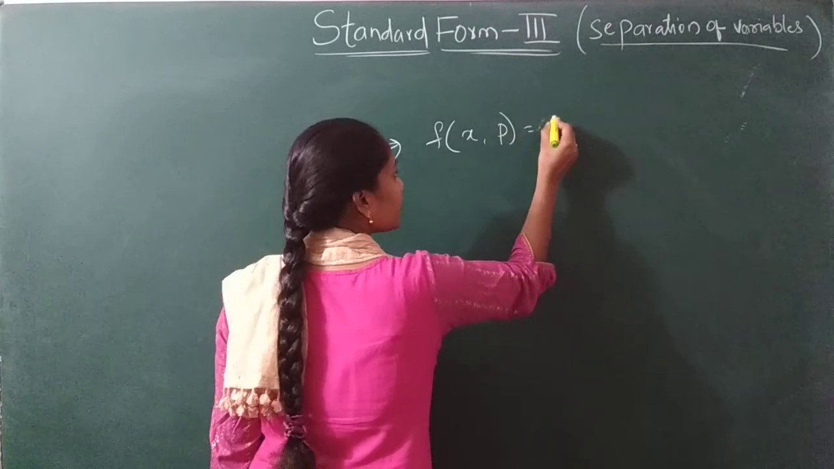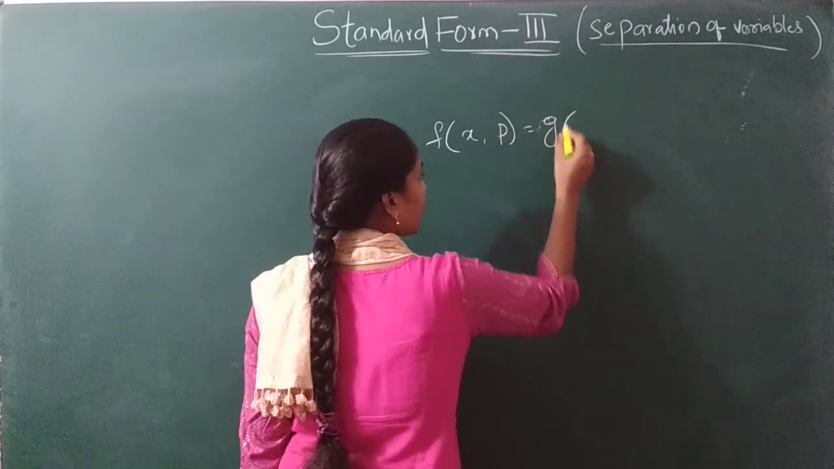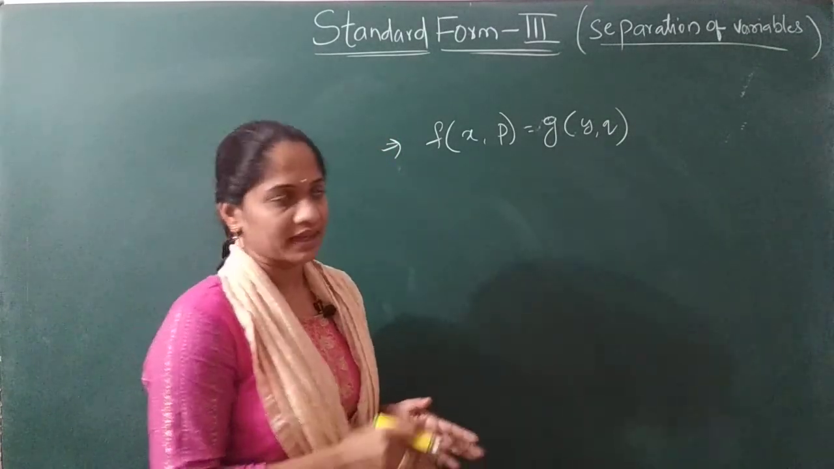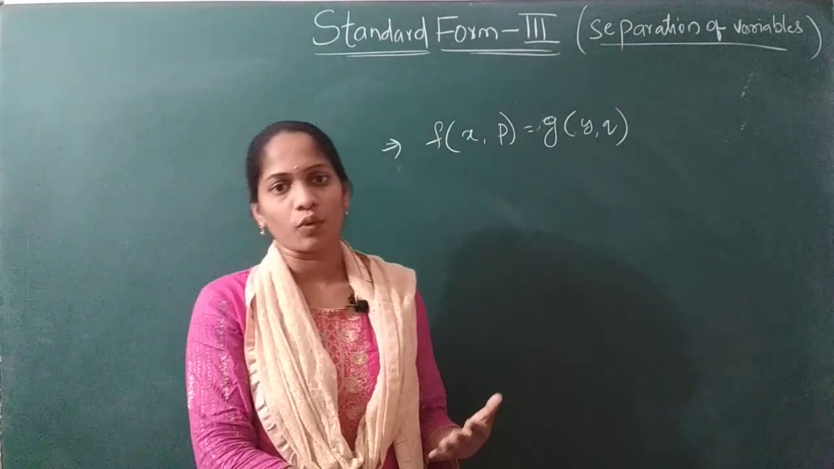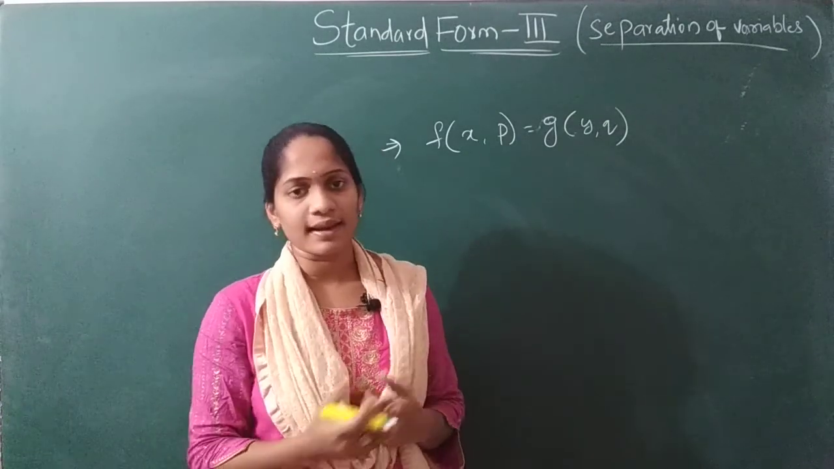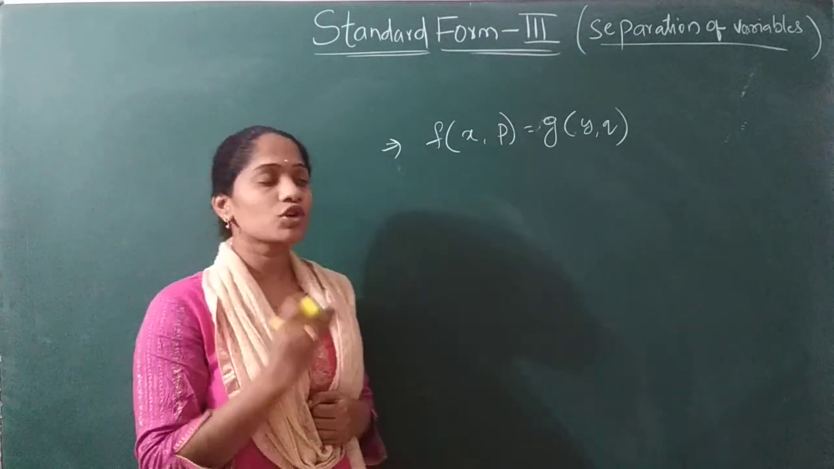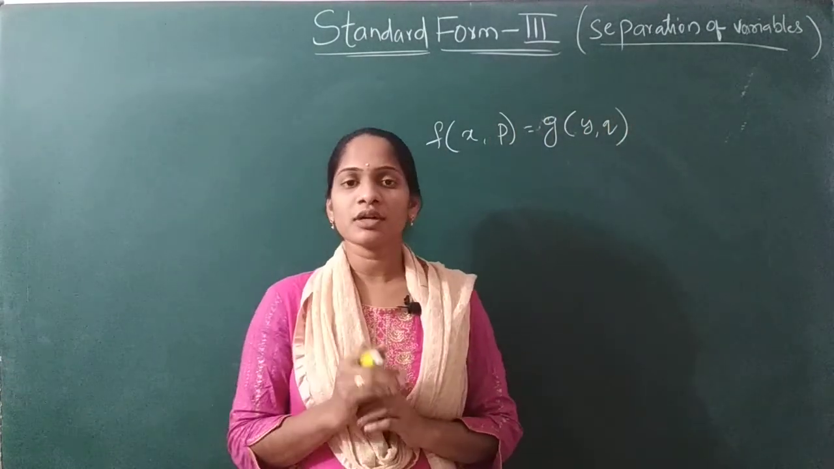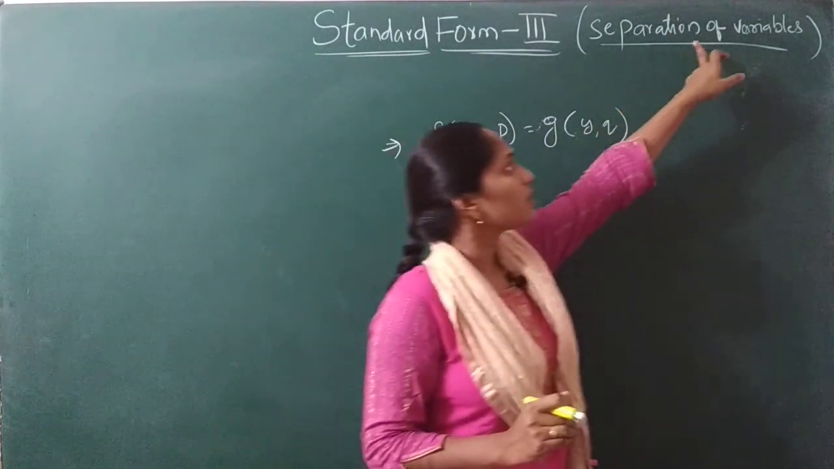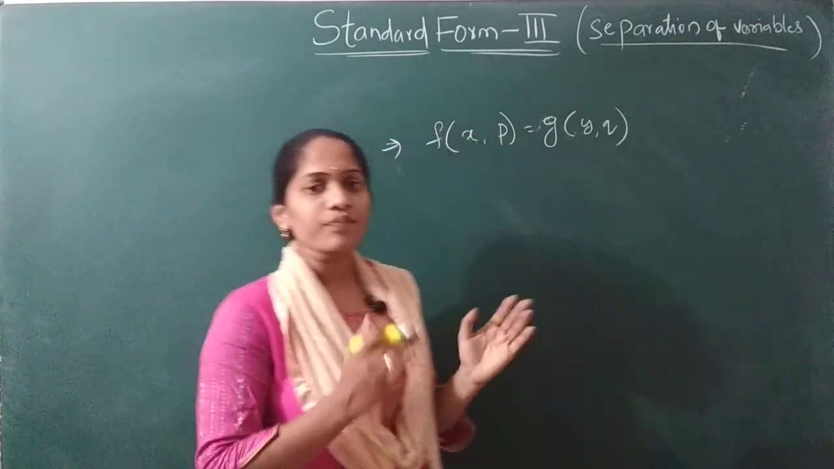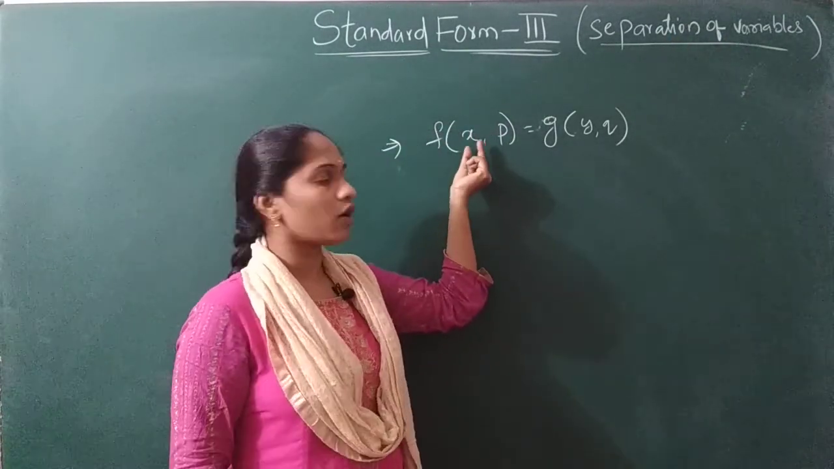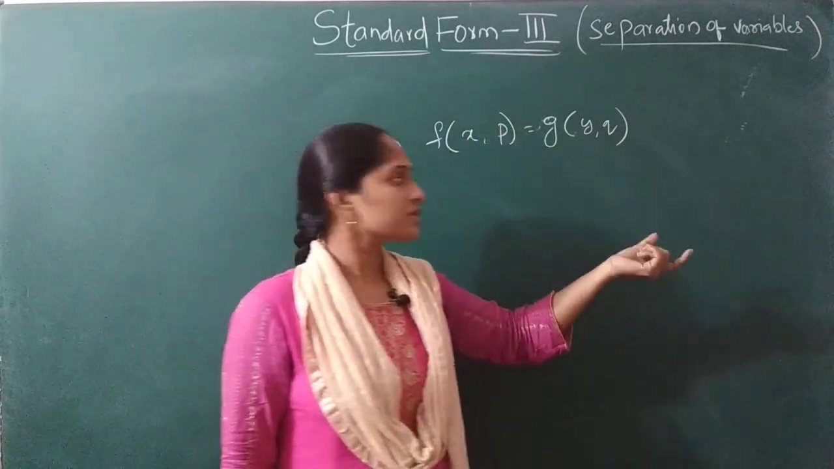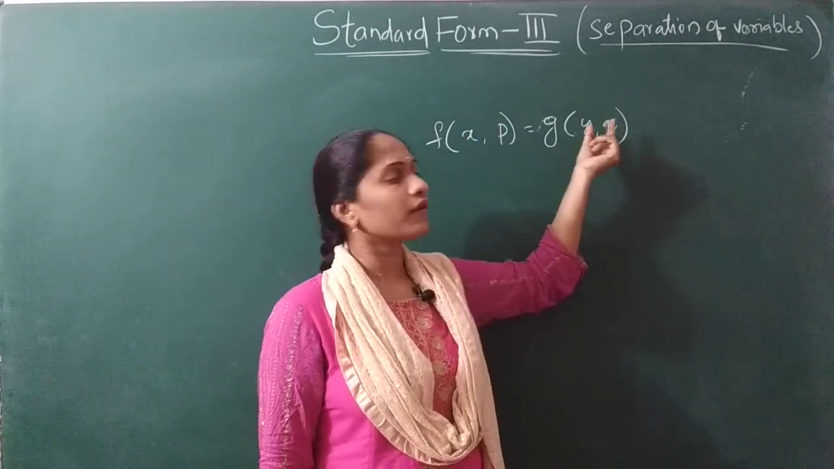The equation will be involved. Suppose the given PDE is, for example, px plus some qy is equal to some pq. If the equation only has x, y, p, q, then first you have to separate the variables. On the LHS side all the terms should be in x comma p, and on the RHS the variables should be in terms of y comma q.